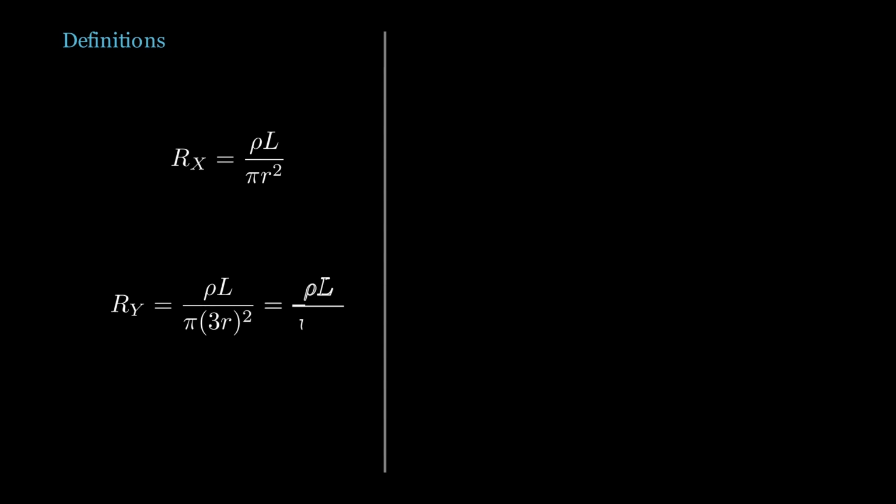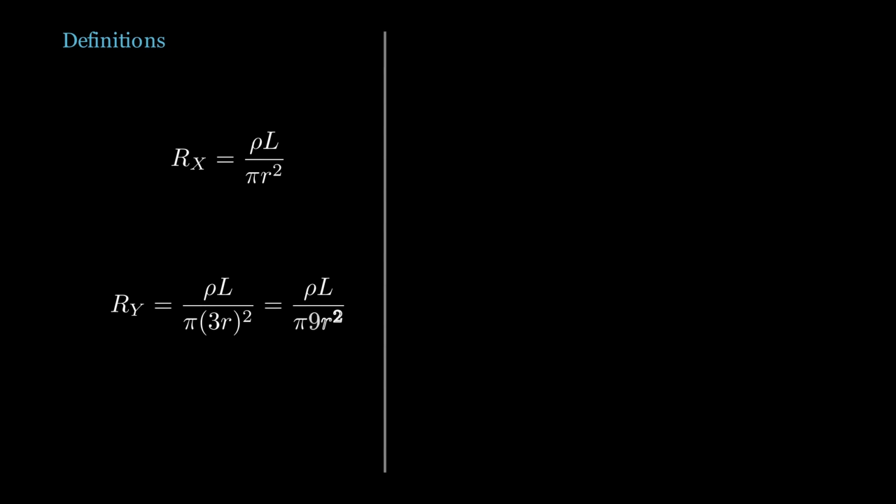Let's consider another scenario in which we have two wires X and Y, which are made of the same material and have the same length. Wire X has a radius r and wire Y has a radius 3r. We need to determine the ratio of the resistance of wire X to the resistance of wire Y.